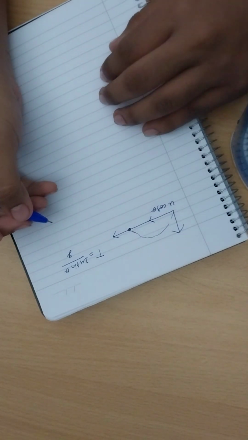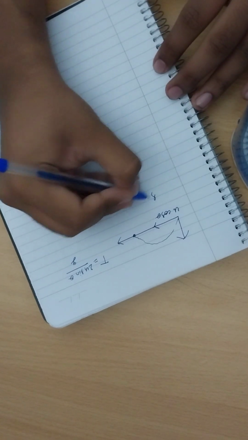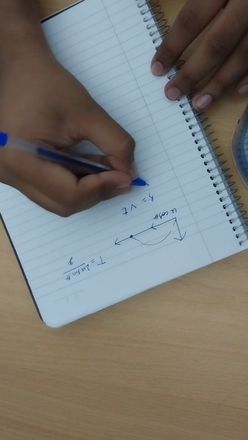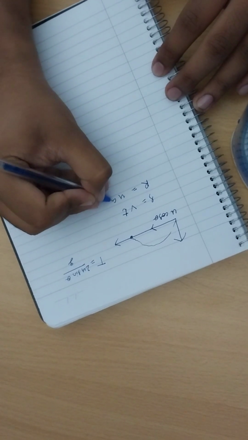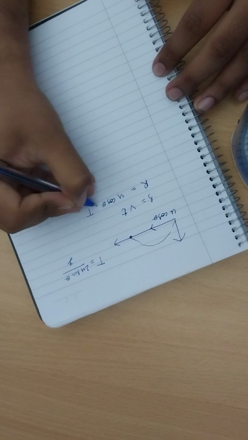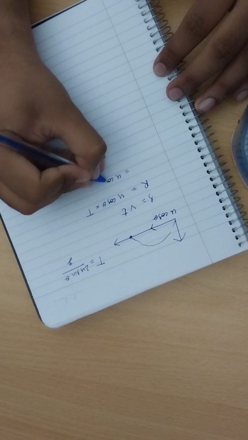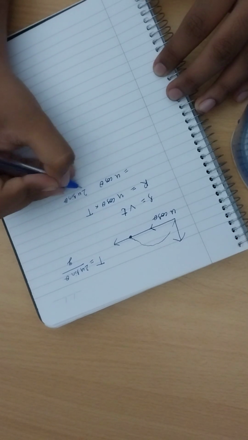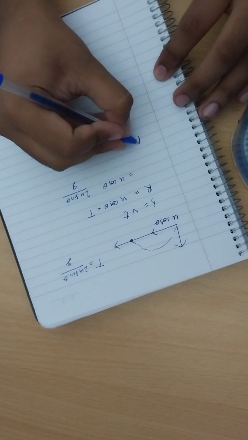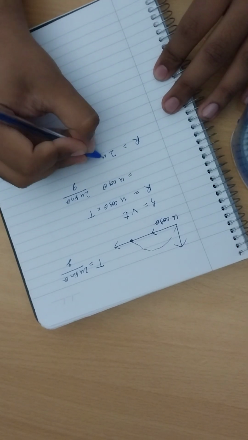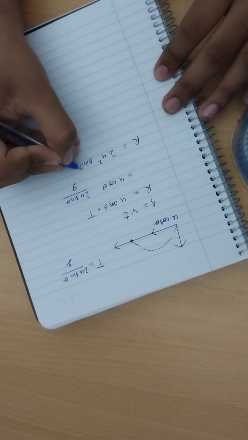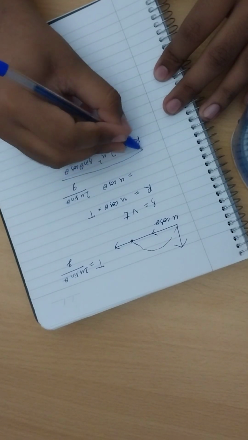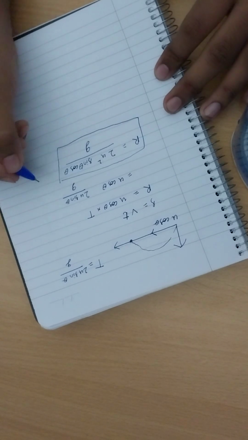Now we can use distance equal to speed times time, that is range is equal to u cos theta times t, which is equal to u cos theta twice u sine theta by g. So r equal to twice u square sine theta cos theta by g. This is the formula for range.